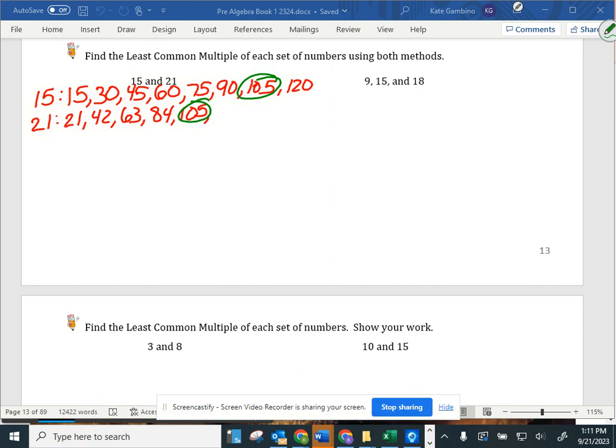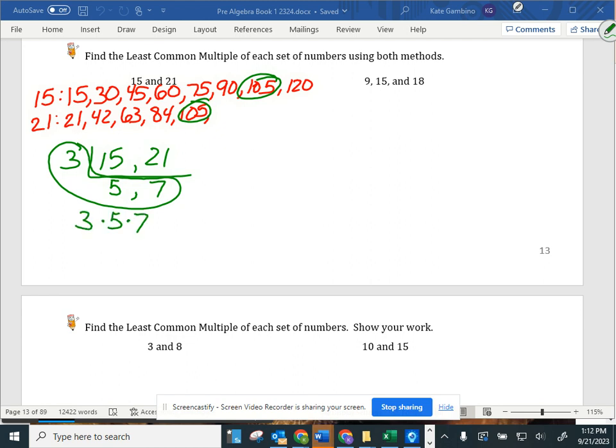So let's do the table method. So we had 15 and 21. Is there a prime I can pull out of both? Grace? 3. 15 divided by 3 is 5. 21 divided by 3 is 7. Is there another prime I can pull out? No, so I need to multiply those three together. 3 times 5 times 7. What do I get? 105.